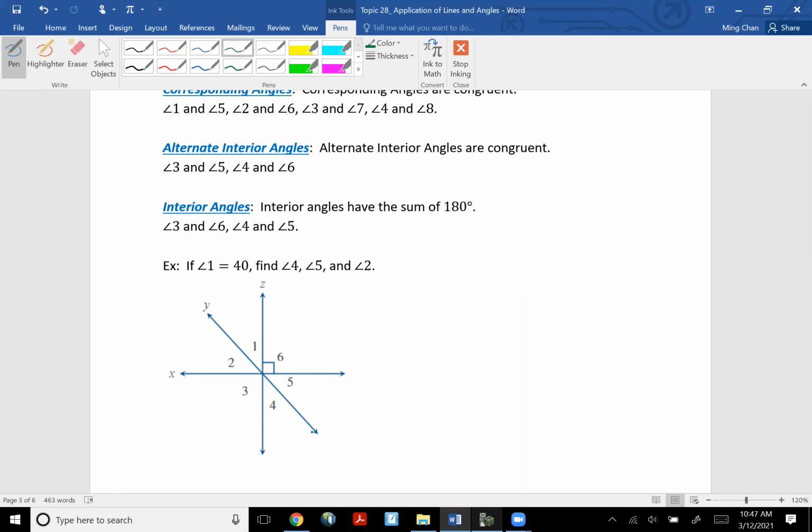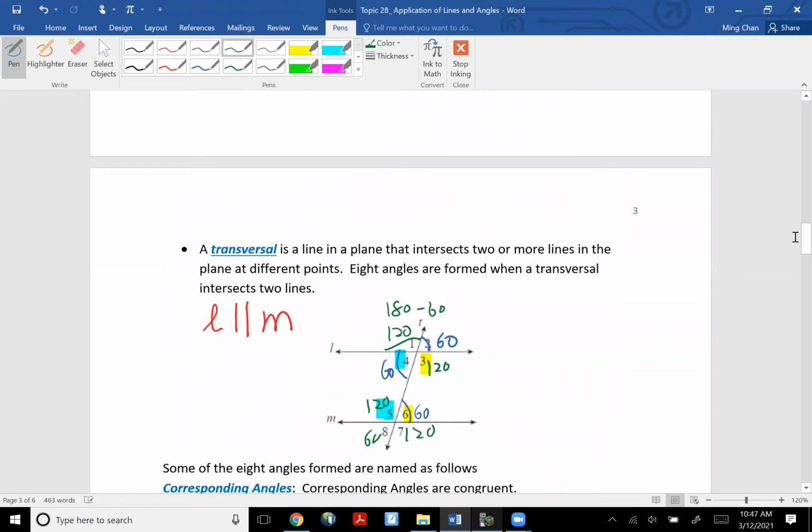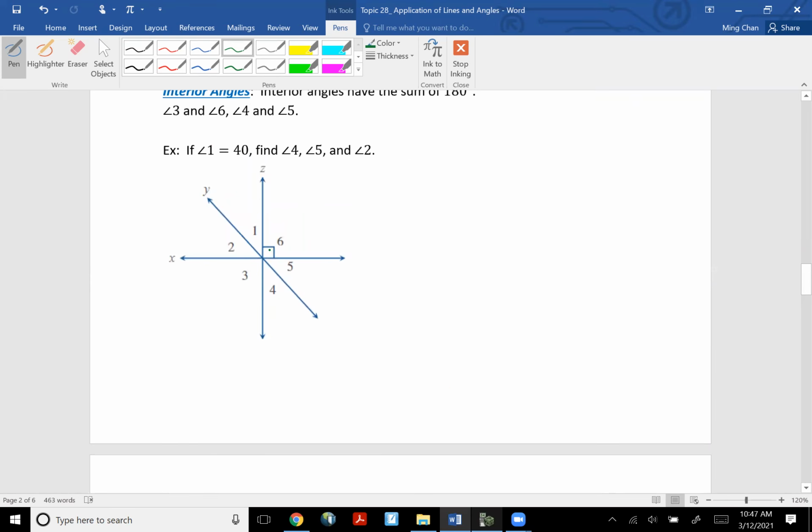A transversal is really referring to a line that actually intersects two or more lines at different points. Here, all three lines intersect at exactly the same point. So this is not quite the corresponding interior and alternate interior angles. Okay, but we can still use some of the things we learned so far to figure out all these angles.